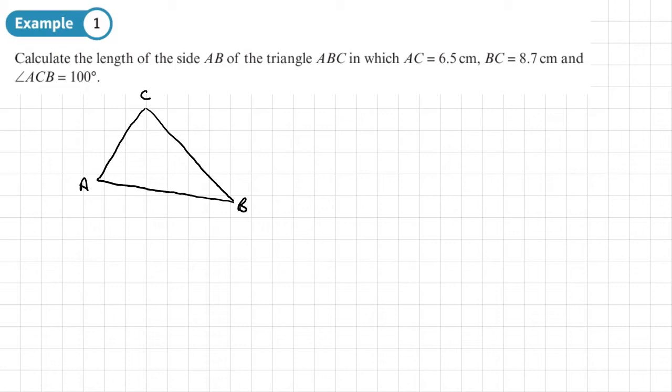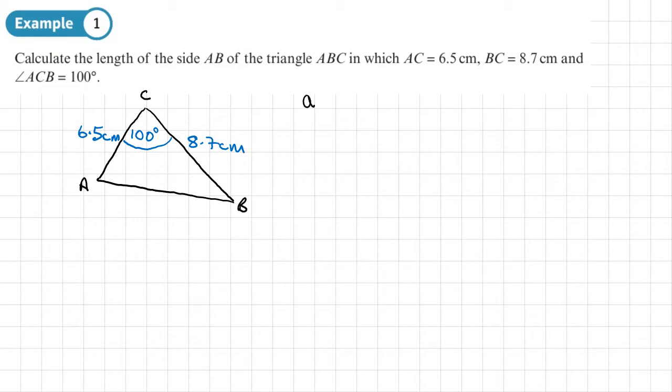So I have side AC as 6.5 centimeters, let's put this here, and side BC as 8.7 centimeters, and I have angle ACB as 100 degrees. So let's stick 100 there. This is just for the purposes of deciding which rule it's going to be. So I can see I've got two sides with the angle in between, and I need to calculate the length of the side AB, which is this third side here. So that means I'm going to be using the cosine rule to do that.